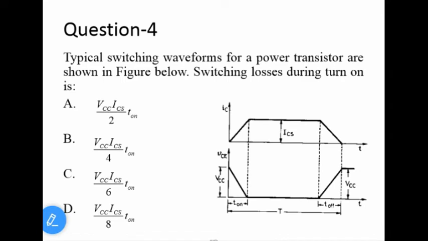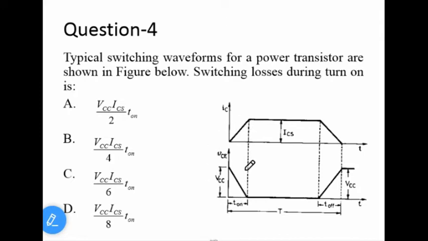Now another question. Typical switching waveforms for a power transistor are shown in the figure below. Switching losses during turn on are here. You can see the current is rising, meaning initially it is off and then it settles, which is the turn on process. If you observe the voltage also, initially the voltage is high, later the voltage goes to 0, meaning there is a turn on process here.